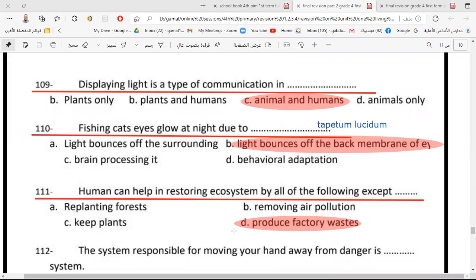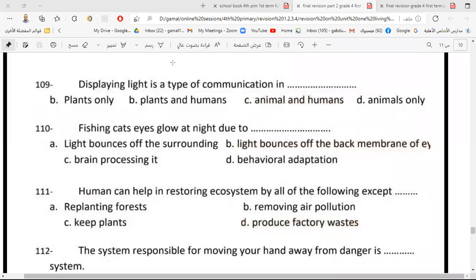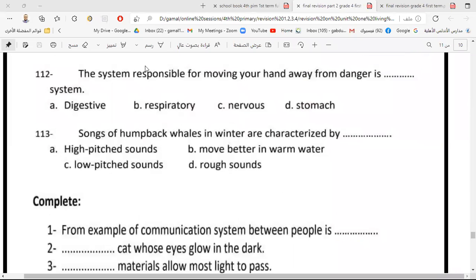Thank you, my son. Thank you very much. Let's go to another hero. We have now number 112. Your turn, Muhammad Helmi, my superhero. Are you ready?